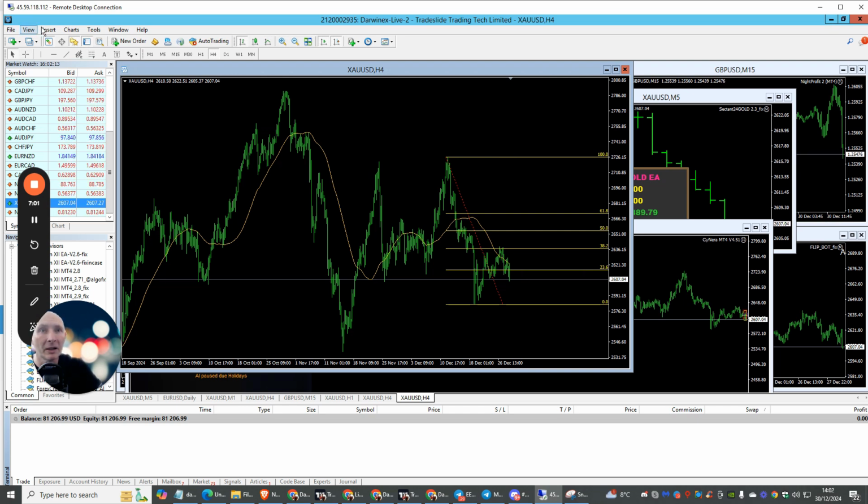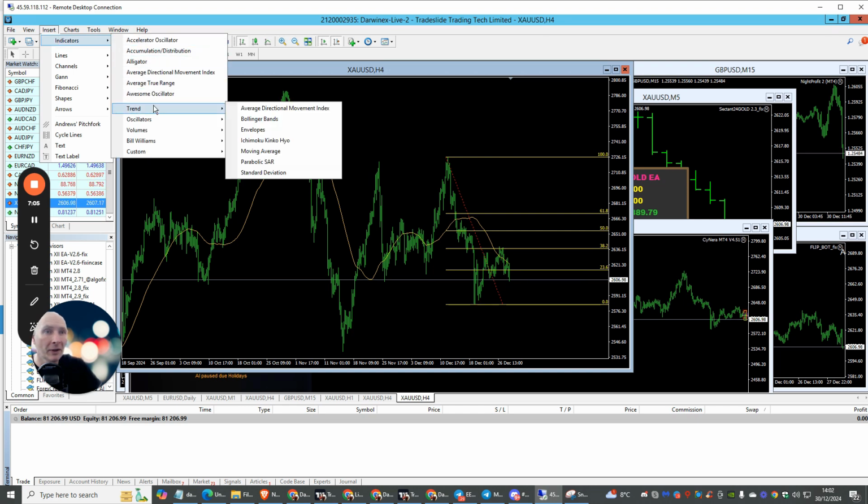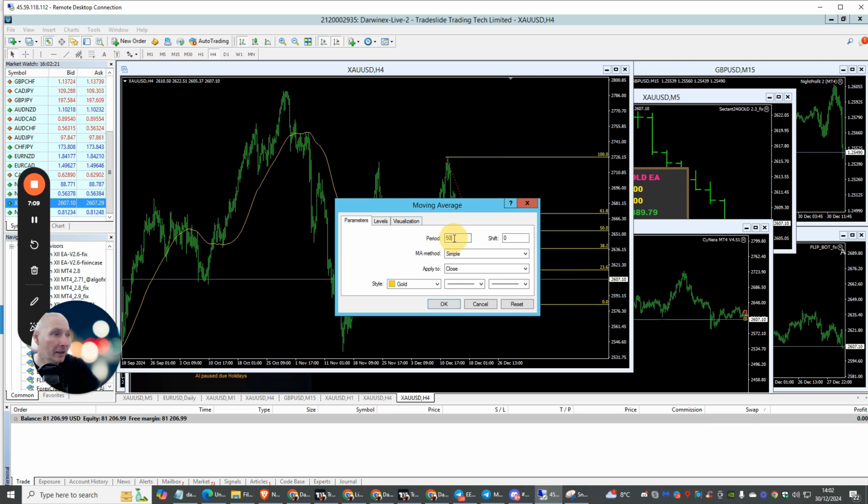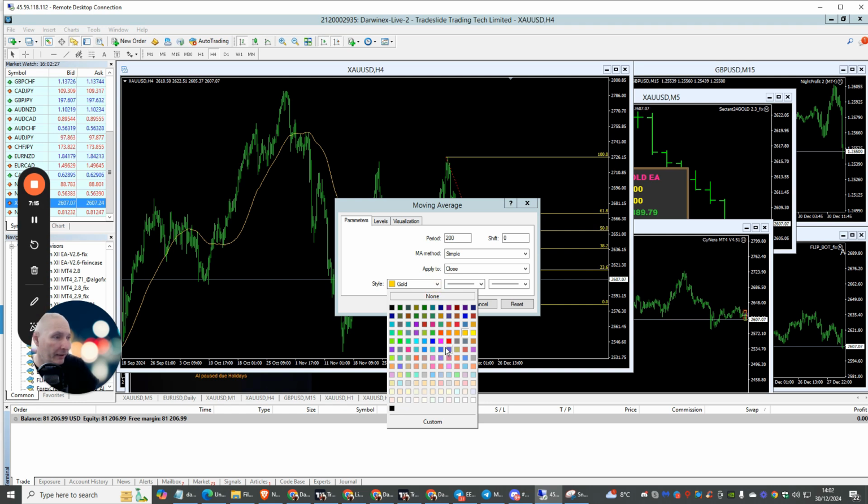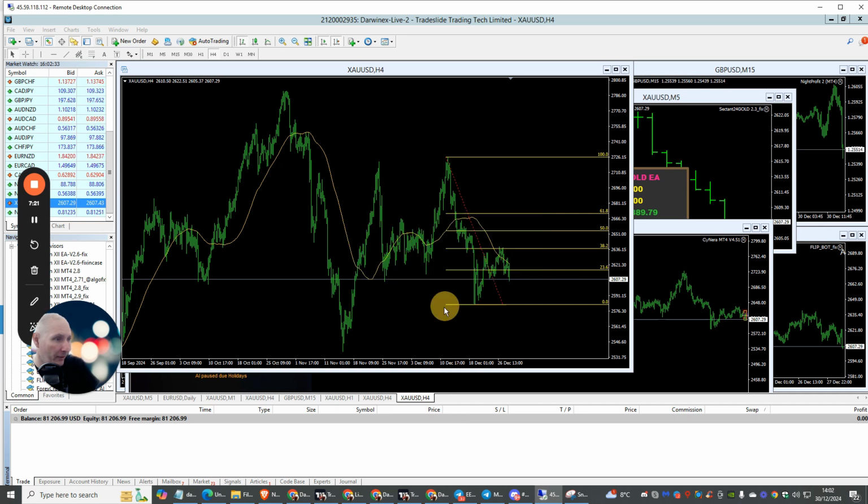So what we're going to do is go to insert, go to indicator, move over to trend, move to moving average, click on here, and change this to 200. And we're going to change the color, otherwise it's going to complicate things, and we're going to use just this. Let's use the purple. We're going to use this one here and now here.